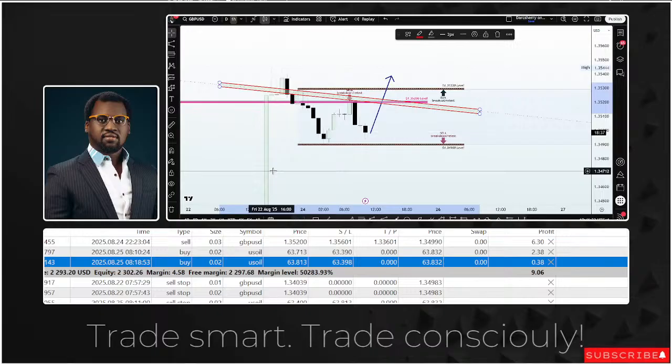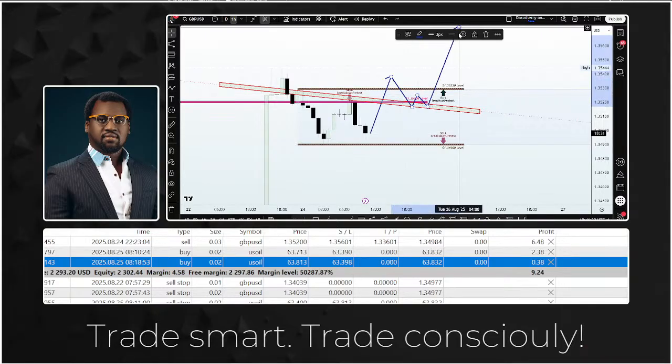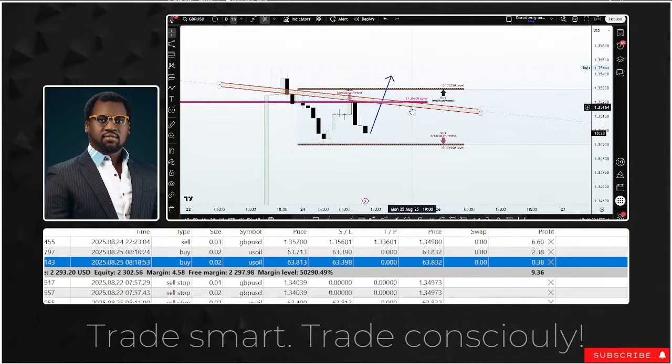Hence, we'll wait for price to come back, retest the structure in an attempt to continue the uptrend move. So I'm looking to buy the breakout retest if we get taken out of the sell.